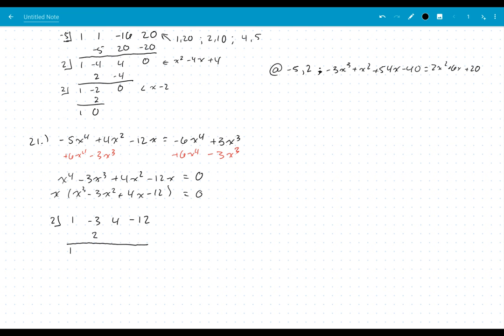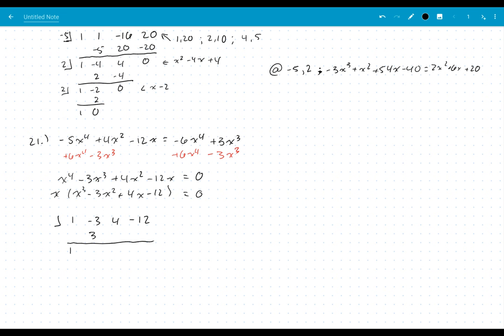1, 2, negative 1, right? Then negative 2, then 2, then 4. Okay, that doesn't work. What if we try 3? Let's try 3. Yeah, that looks like it's going to work.